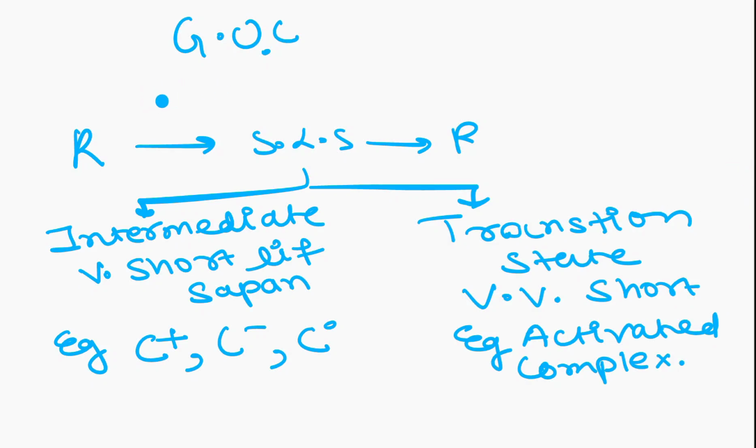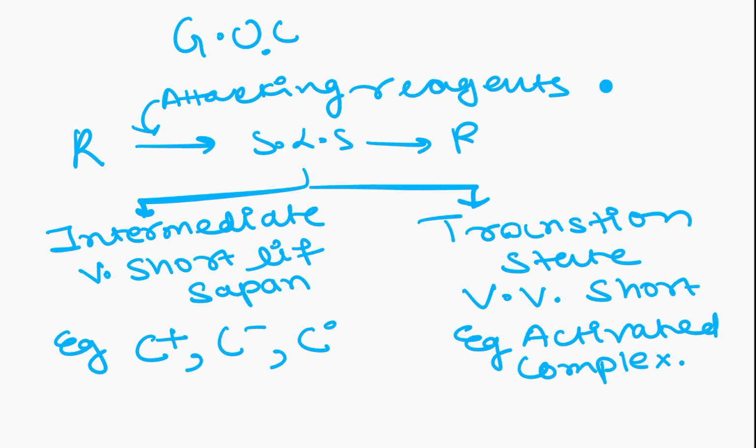Now, these intermediates do not form directly. What we have to put in the reactants? We have to put attacking reagents. Attacking reagents are of two types. They may be nucleophile or electrophile.